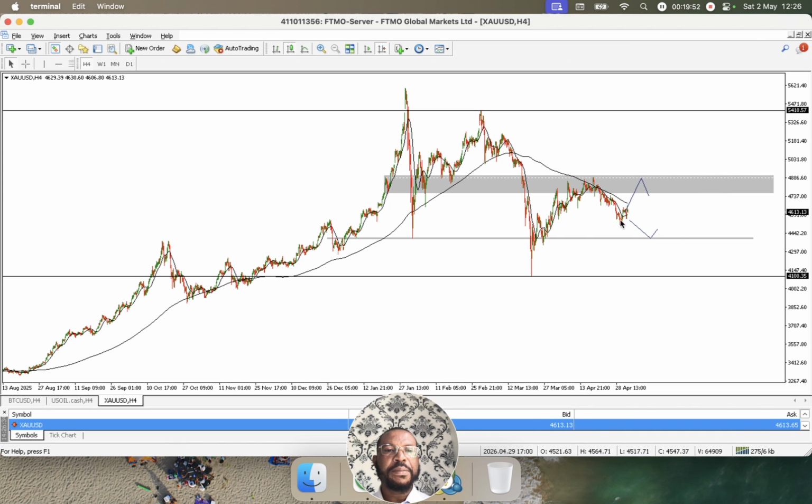Or if it pulls back to this resistance area, and the sellers come from this resistance area, we'll take the sell back down here. So for the gold, in the coming days, we'll be looking at two scenarios: to sell from here, or to buy from here, or from here.